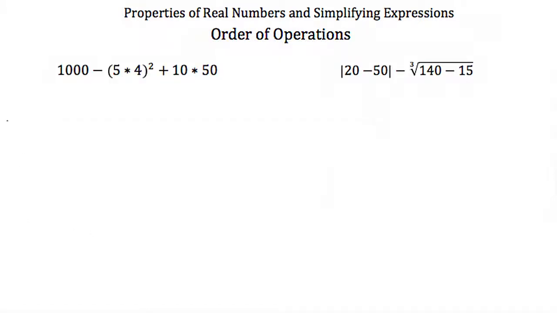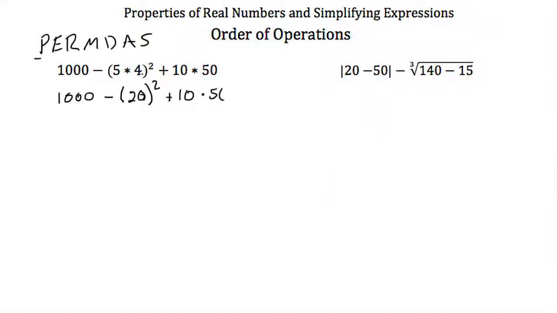Here we're given a couple expressions, and we're going to use our order of operations to solve them. So our order of operations is PERMOAS. So first we're going to do whatever's in parentheses. Well, here we have a parentheses 5 times 4. So if we do that first, we'll get 1,000 minus, and then 5 times 4 is 20. So 20 squared plus 10 times 50.